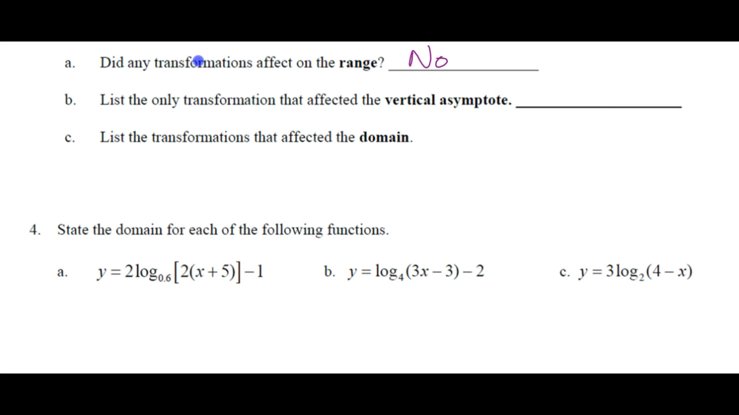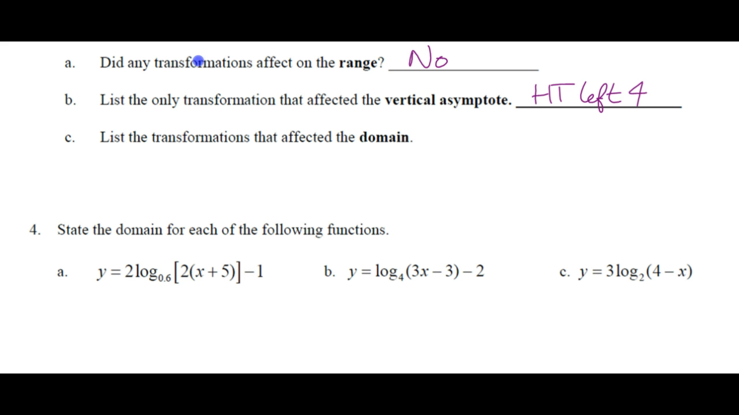List the transformations. Only one affected the vertical asymptote. Which one was it? The horizontal translation, which went left 4. Okay, so you think about the asymptote is at x equals 0. Reflecting about that line won't change that asymptote, right? What else? Stretching about that line won't change that asymptote. The only way it's going to change is through a horizontal movement, right? Horizontal translation, really.